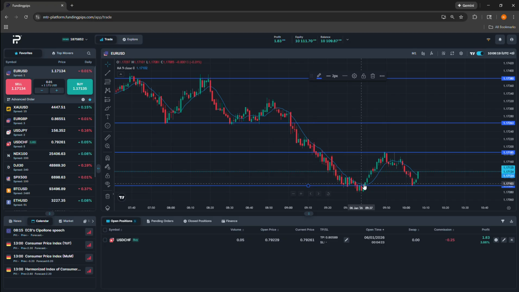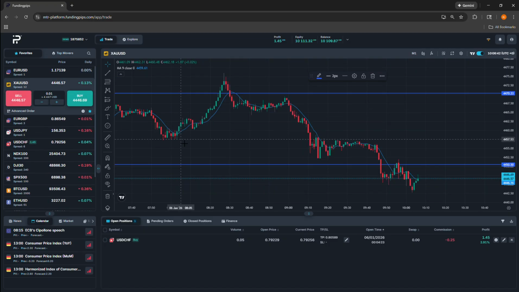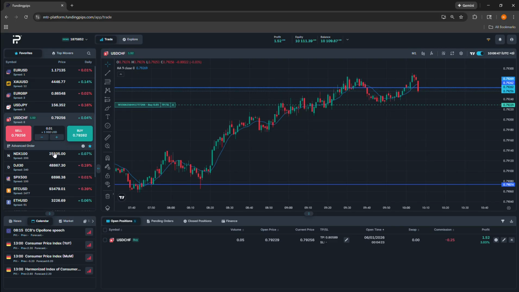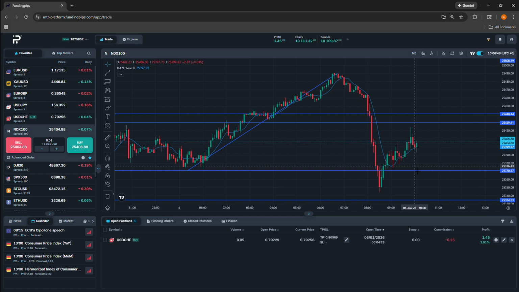Now I put a, what is that, 9 MA. So apparently, if it's above it, it's bullish. When it's below it, it's bearish. So this is indicating to me that it's bullish, but it's gotta hold that candle. So look at this. Oh, okay. It's currently 3 o'clock in the morning, and I'm looking for a trade.